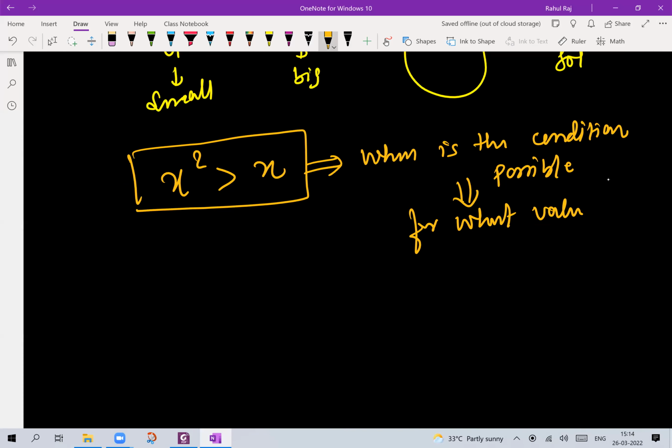And Rahul, here x is supposedly, we are assuming that it's an integer. No, it's not an integer. It could be anything. When it is not given, it could be anything. It could be integer, fractions, whatsoever. Positive, negative, everything. So for what value of x is this possible?